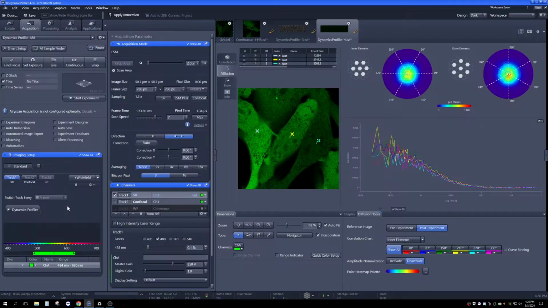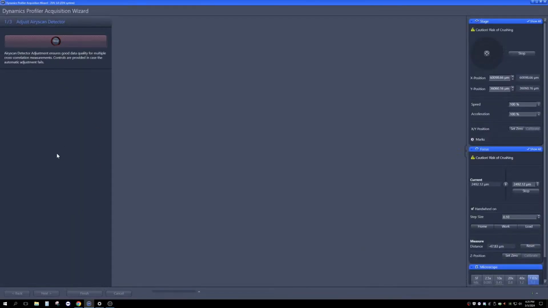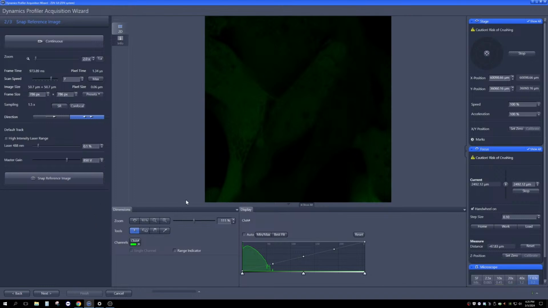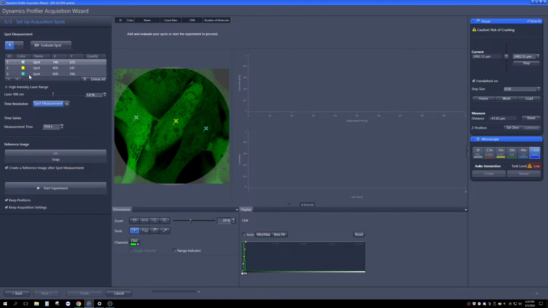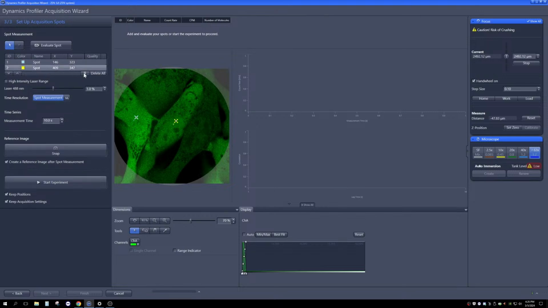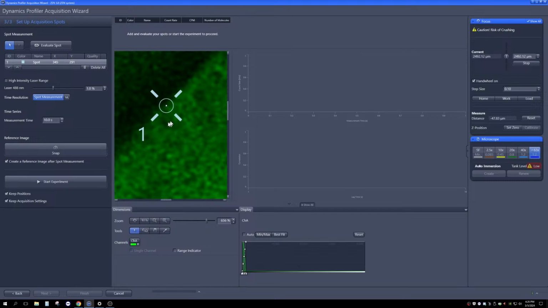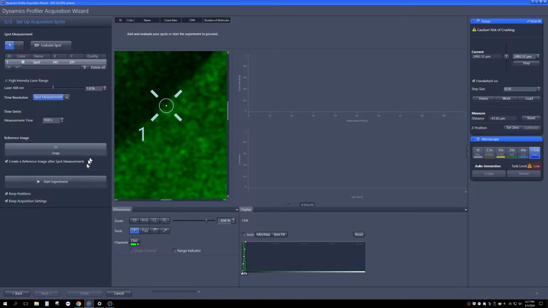So again, we'll just jump through that wizard. It's going to make you align the detector. Get a reference image. And let's see if I can just take 1 measurement at a border here to see if we can measure differences across the membrane. And again, that's really good for anybody that's working with heat shock proteins or any other sort of condensates in your samples. So zoom in to really see what's going on here. See if we can find a difference here. Double check that's staying where I intend it to. Okay. Start experiment.